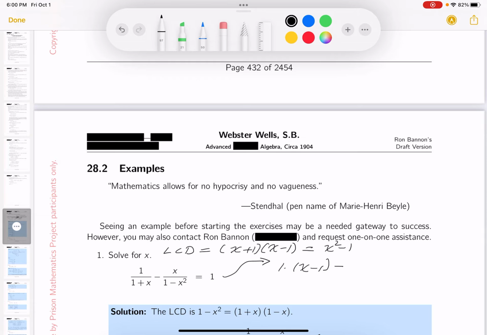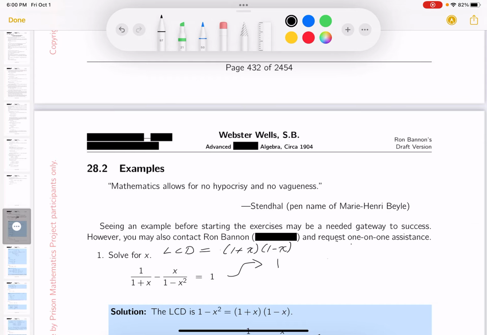minus, oh, you know what I noticed? I got it wrong. I copied wrong. So I said that's the LCD. Not that it's that big of an error, but let me go over that again. I apologize for that. I wrote the wrong thing down. I'm daydreaming. So it's really 1 plus x, 1 minus x. All right? Let me multiply both sides by that again.